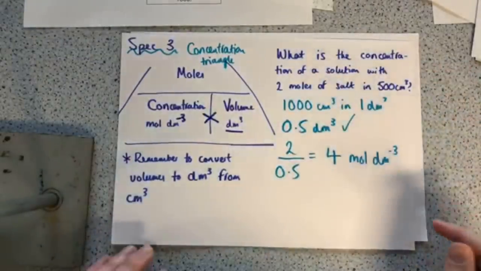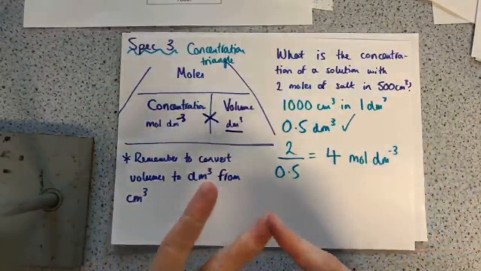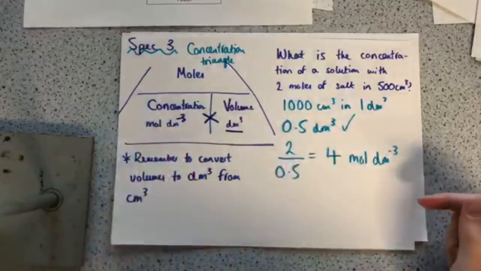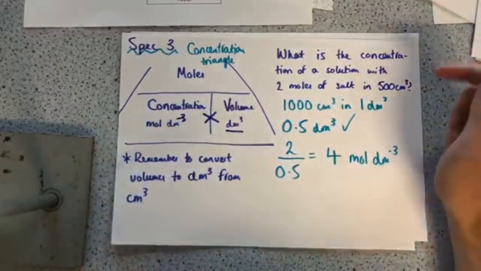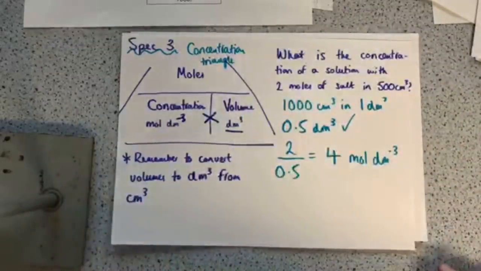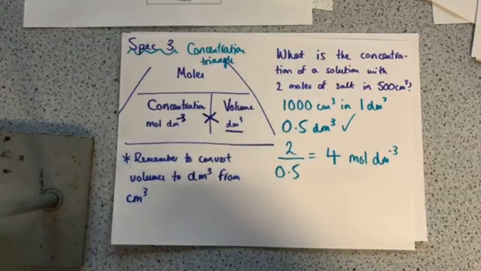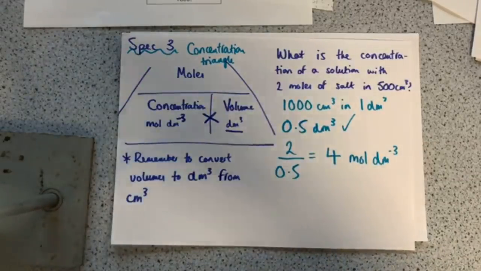And that is pretty much it for spec 3. So you've got MR, the moles triangle, reacting masses and limiting reactants, and finally the concentration triangle. If you remember the moles triangle and the concentration triangle, then it will be nice and straightforward. So I'm going to hand you back over for spec 4 to Ms. Lee.